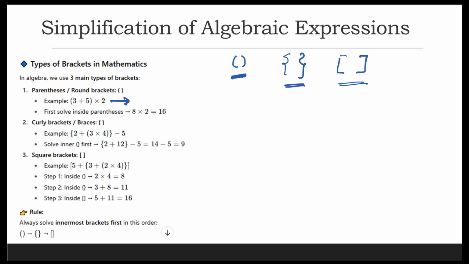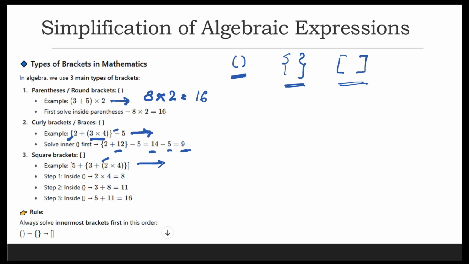So, say for example, this one, there is only a small bracket, so we have to solve it first. 3 plus 5 is 8 into 2, and then only we will multiply, answer is 60. In this case, there is first a small bracket, then a medium bracket. So first we'll solve the small bracket. 3 into 4 is 12 plus 2, which is 14, and then minus 5 is 9. Right? Now let's come to this example.